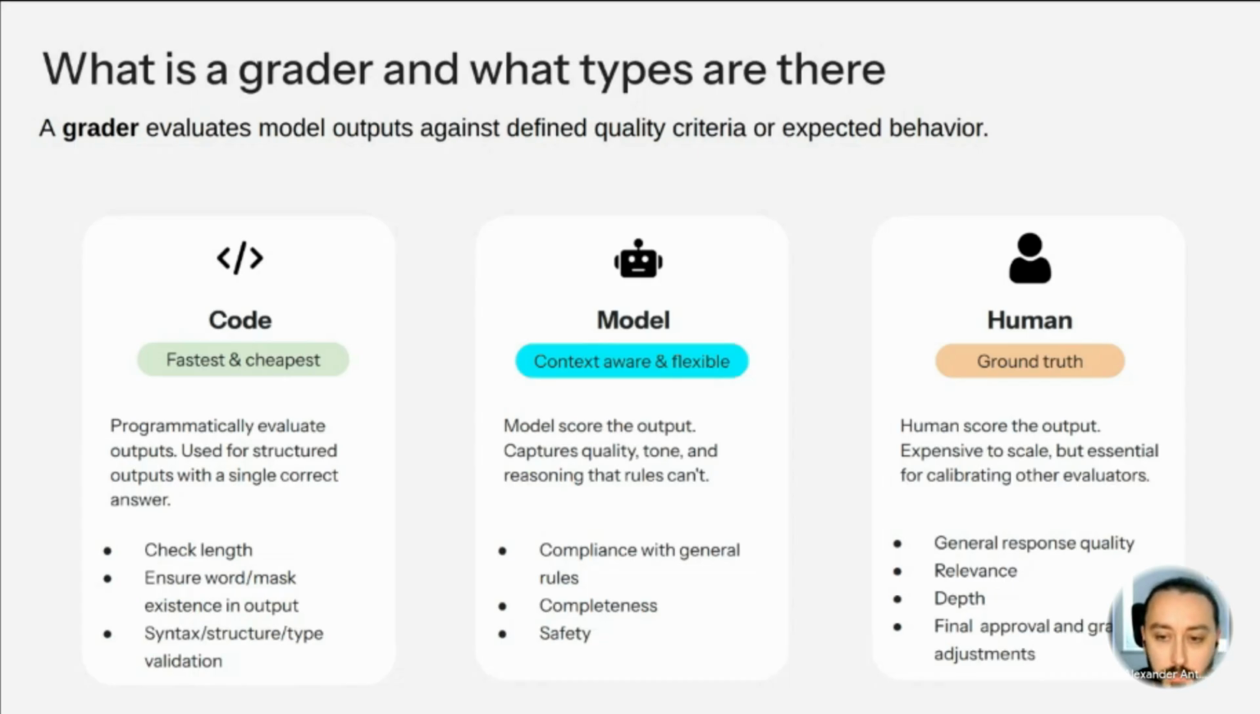Ground truth is a human score, a human grader, which is quite obvious. You're just checking the output on your own, and of course you understand it better, right? But the important point here is that you're not only evaluating like a grader, but you're adjusting the previous graders as well, your code and model graders, because a model grader is just a prompt, and the task of the human grader here is to adjust this prompt to get the best results as well.